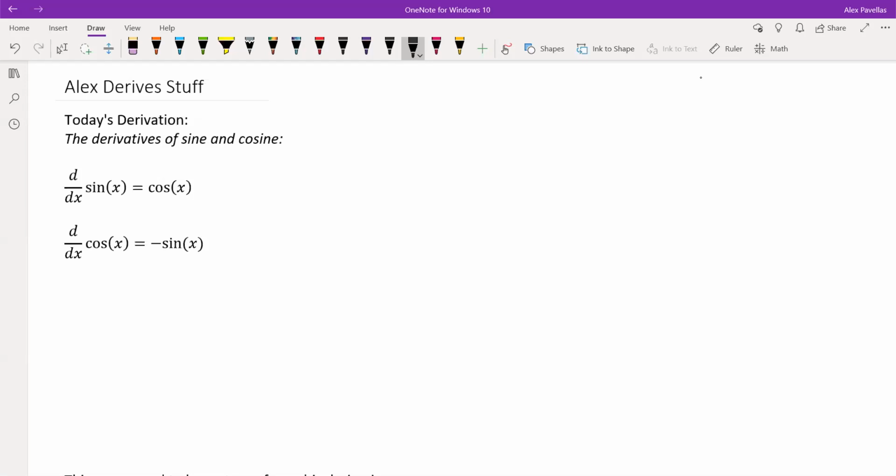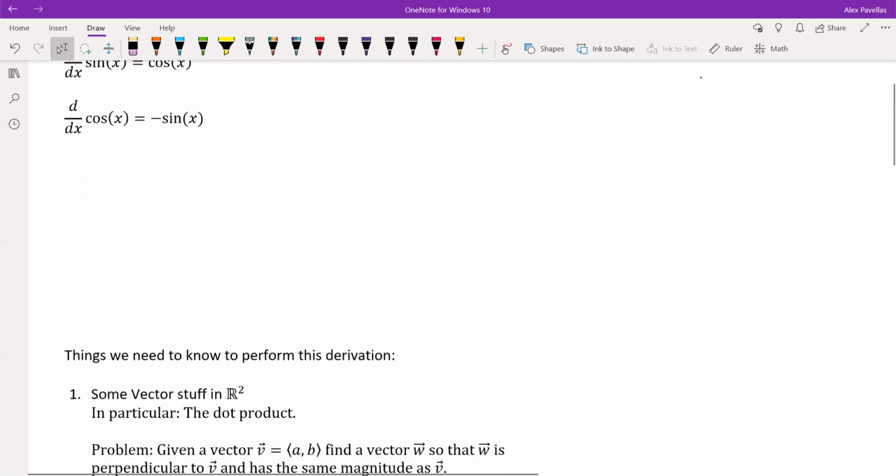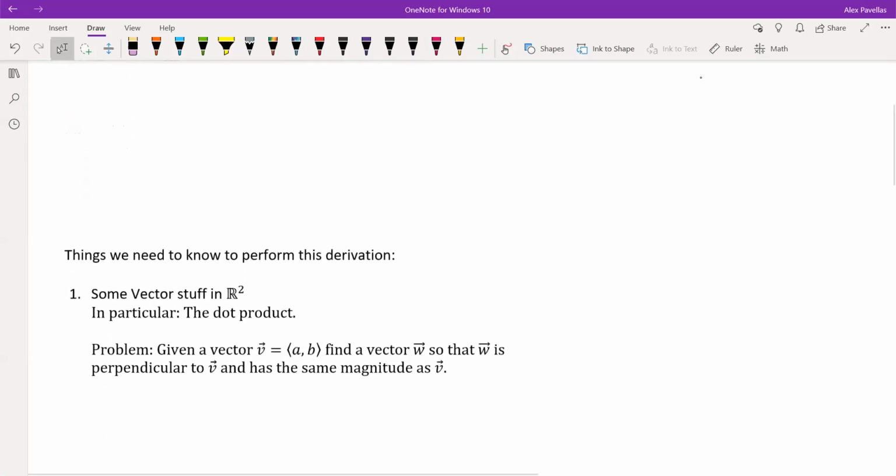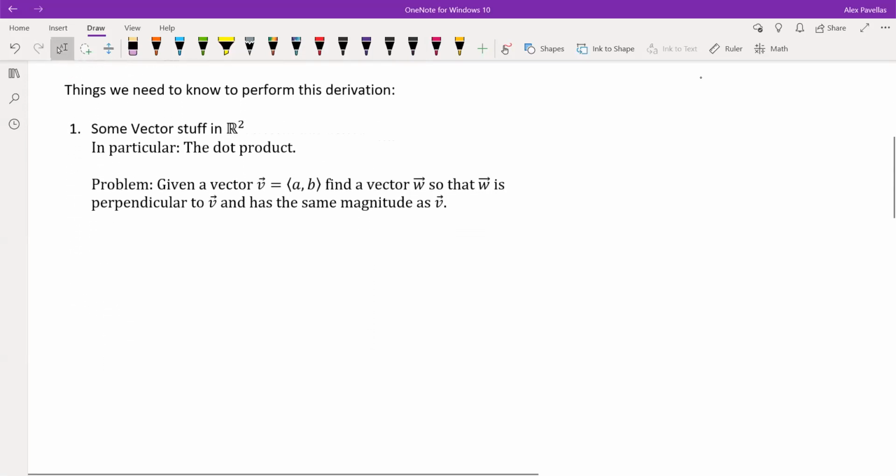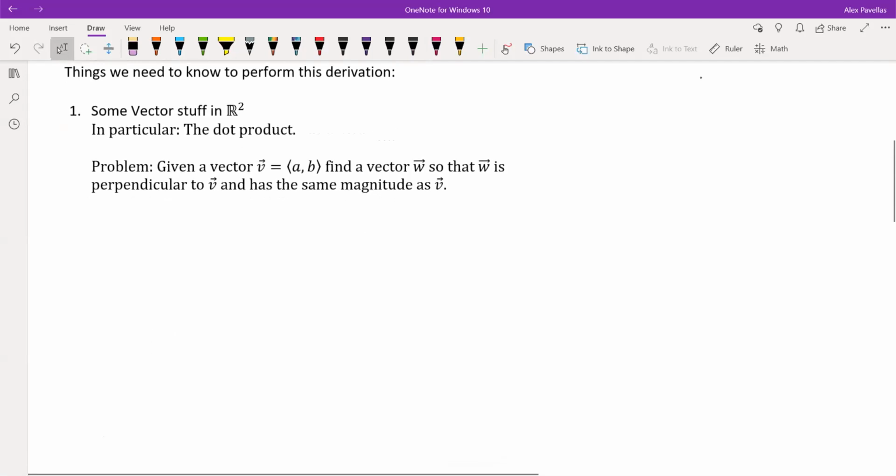All right. So there's some background stuff, some things we need to know to perform this. One of the things we need to know is some stuff about vectors in R2. R2 is just the x, y plane. And in particular, we need to know how the dot product works. So here's an example of the dot product.